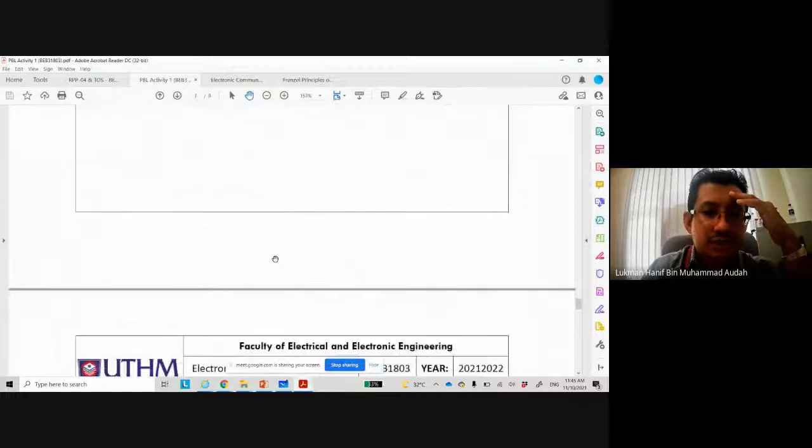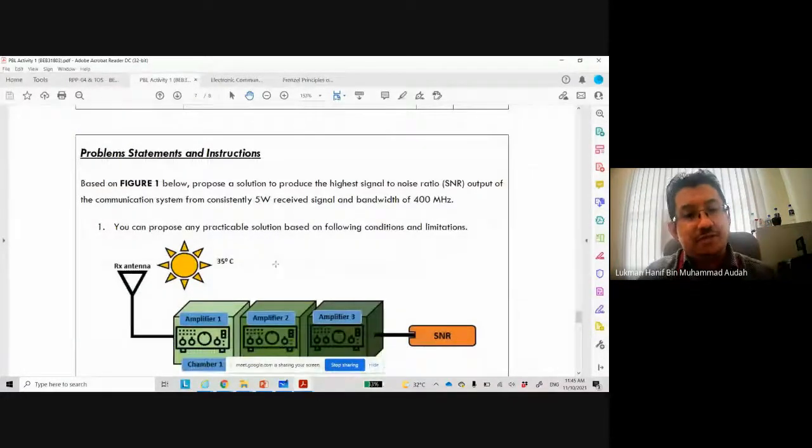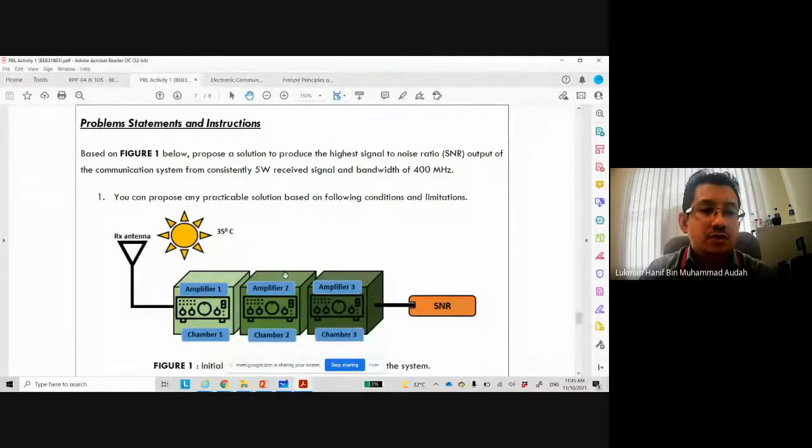So kita teruskan. Okay, this is the problem statement instructions. Based on figure 1 below, propose a solution to produce the highest signal to noise ratio at the output of the communication system from consistently 5 watt received signal and bandwidth of 400 MHz. So you diberikan input power. Input power ini daripada antena. Okay, daripada sini 5 watt input here.